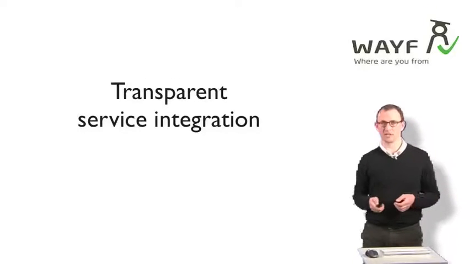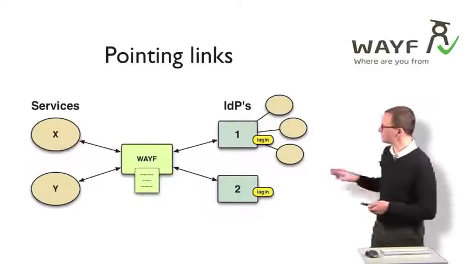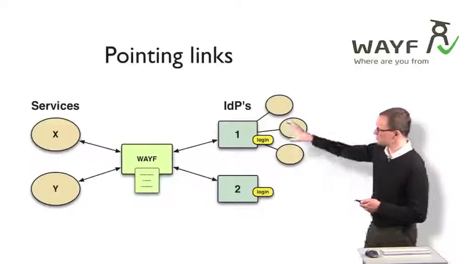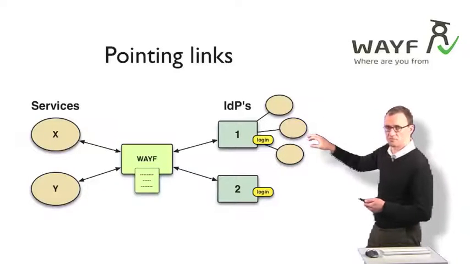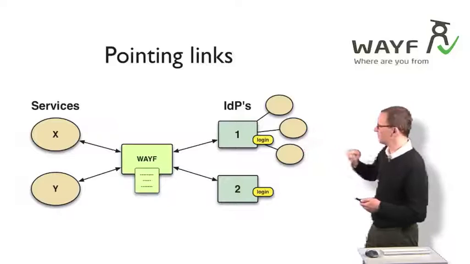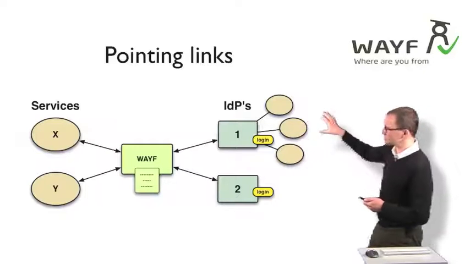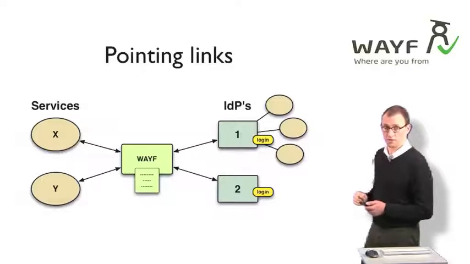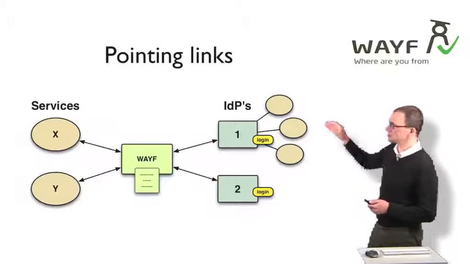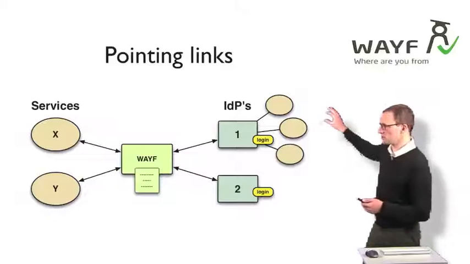Let's have a look at how that can be done. First, the setup here: we have, of course, the services, the federated services. On the left-hand side, we have WAYF, the federating component, in the middle, and then we have institutions or identity providers on the right-hand side. One of them, number one, has a local single sign-on system with services attached to it.